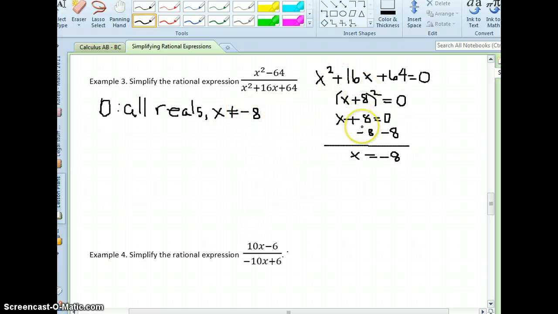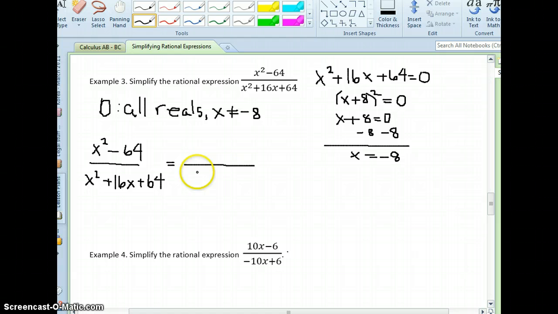Now, in doing this work to find the domain, I actually helped myself out just a little bit. I already know how this thing is going to factor. So let's rewrite our original problem. So we've already got half the battle for just the simplification. We've already got that half won. Okay, since I already know how the denominator factors, I'm going to go ahead and write that in there. That's going to save me time. X plus 8 quantity squared.